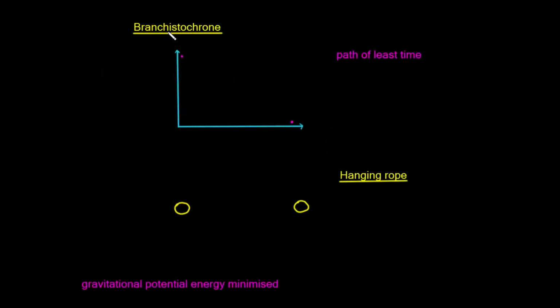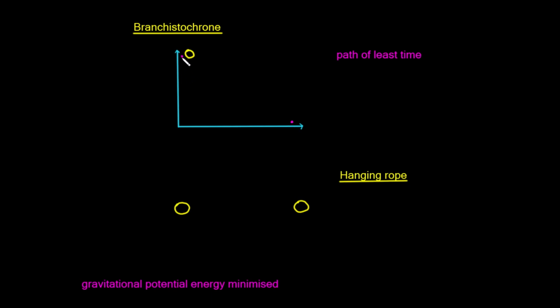Now let's look at this problem here called the brachistochrone. Brachisto means shortest and chrone means time. So let's say we start at this point here and we have a ball, and we want the ball to roll from this point to this point here in the least time. So again we can draw a few paths out.